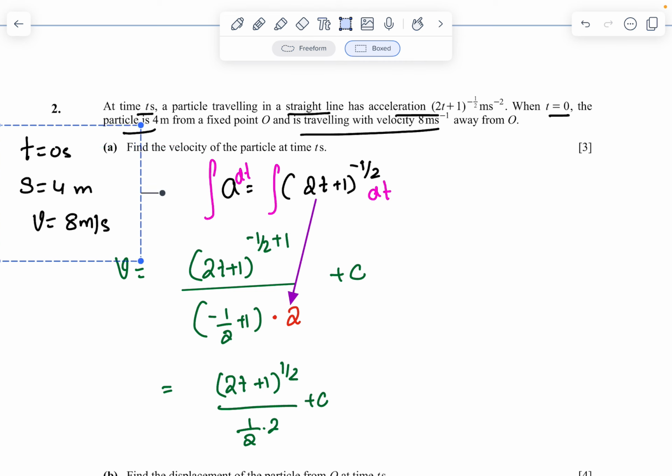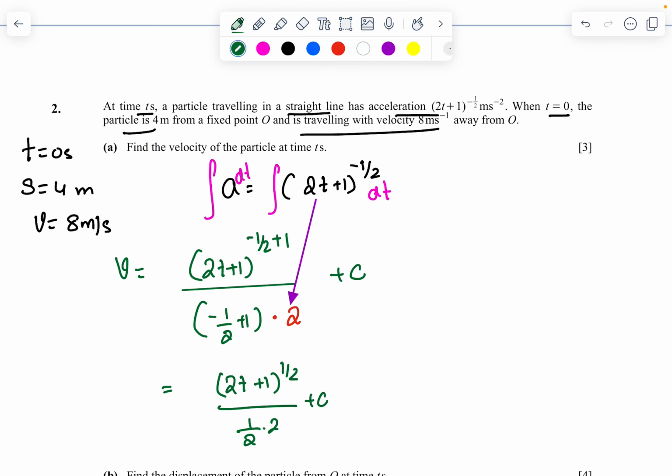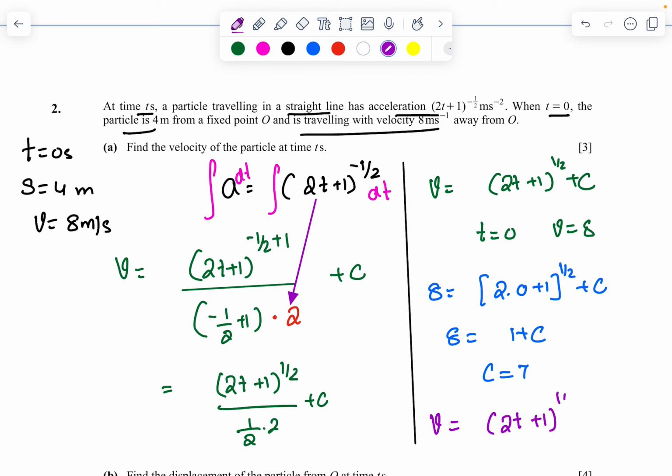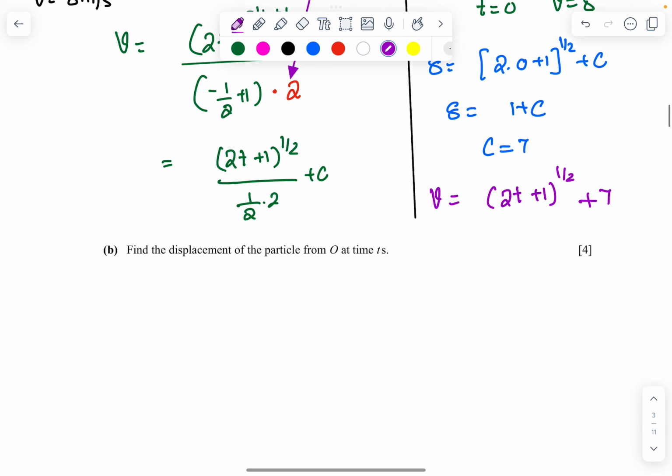So move these values over here. So it becomes velocity equals (2t plus 1) to the power of 1 upon 2 plus c. But we know that t equals 0, v equals 8. So plug in that one. 8 equals (2 times 0 plus 1) to the power of 1 by 2 plus c. So 8 equals 1 plus c. So c equals 7. So my final answer is velocity equals (2t plus 1) to the power of 1 by 2 plus 7. Find the displacement from O.